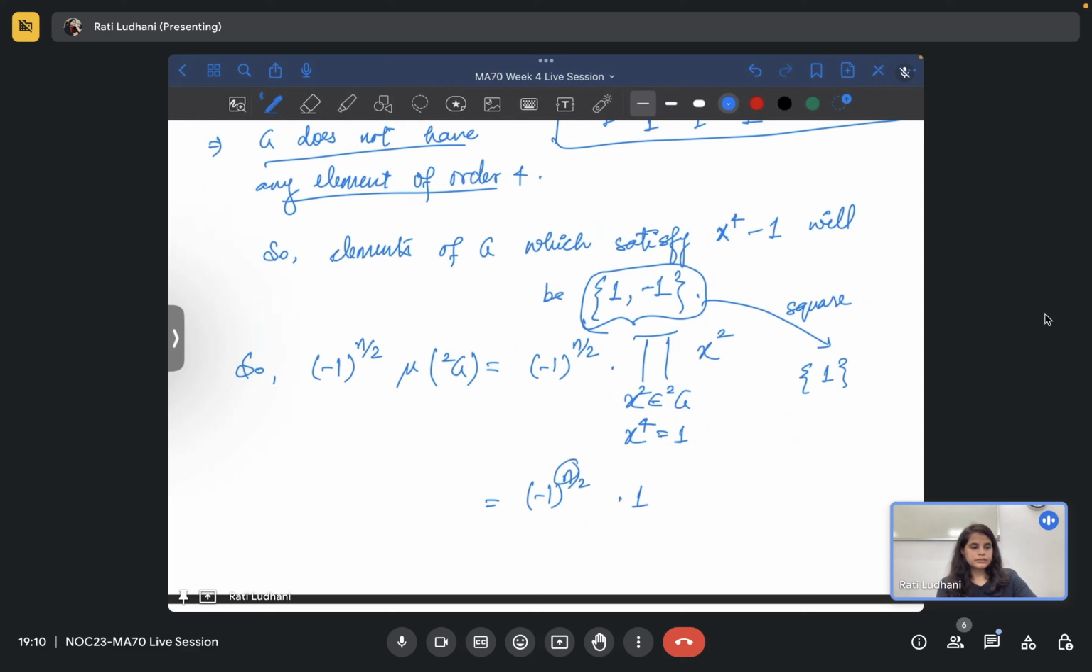And now what is n? 4 does not divide n. This implies when you do n by 2, this will be odd. Exactly. So this is odd, so minus 1 raised to power n by 2 is minus 1. Is that clear? Yes. Okay.